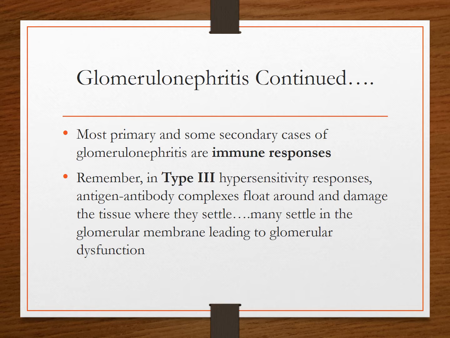And if you remember back to the immune chapter, when we talked about disorders of immune function, we talked about the 4 types of hypersensitivity responses. And remember, glomerulonephritis is a type 3 hypersensitivity response, meaning that it is one of those antigen-antibody complexes that floats around and then will cause damage to the tissue where it settles. A lot of those go to the glomerulus and settle in the glomerular membranes, which leads to glomerular dysfunction and eventual kidney injury.